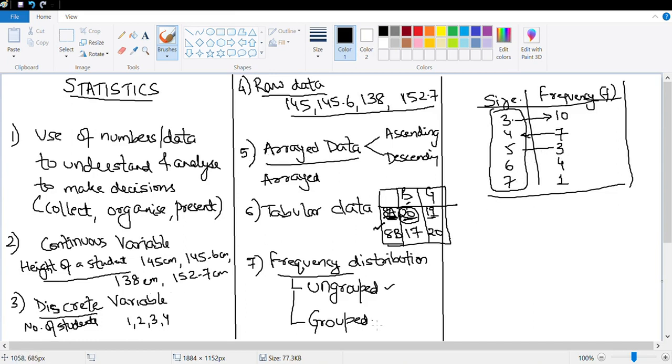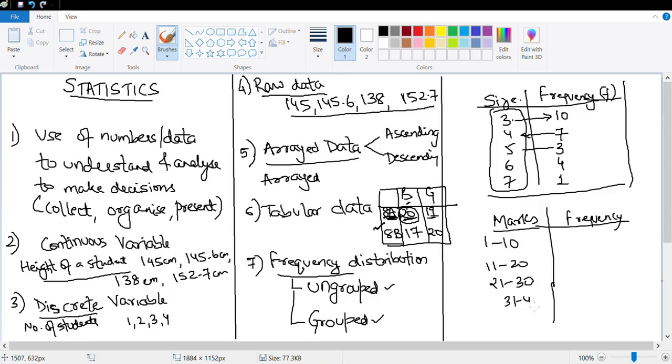Now let's look at grouped data. Grouped data would be when you group something together. So let's look at marks. Let's say I am looking at marks and frequency. Students scored 1 to 10, 11 to 20, 21 to 30 and 31 to 40. Let's say one student scored here, 1, 2 here, 15 here and 15 here. It was a 40-mark test and this is how our marks are distributed.